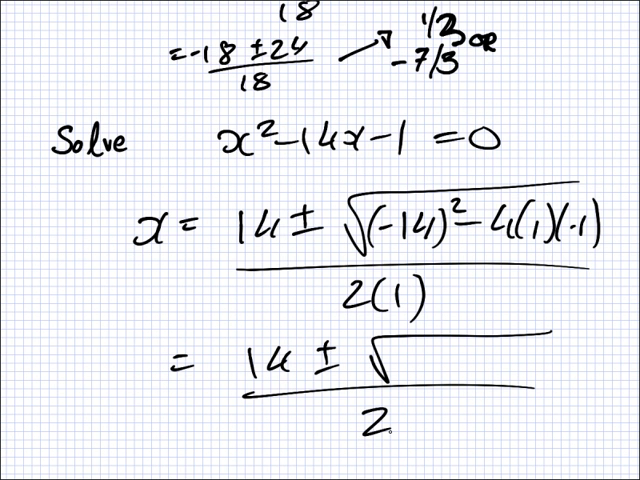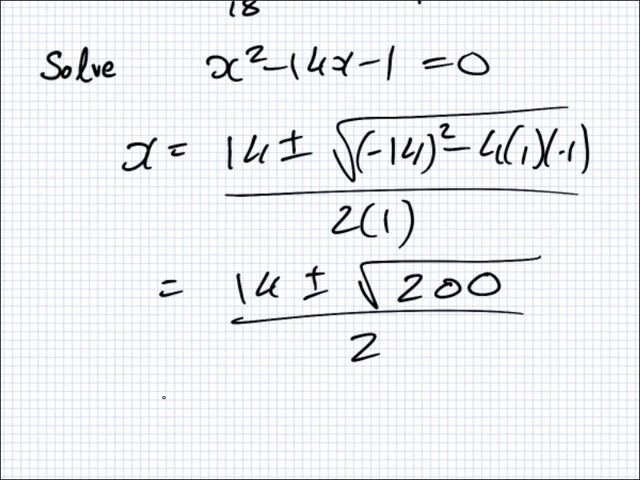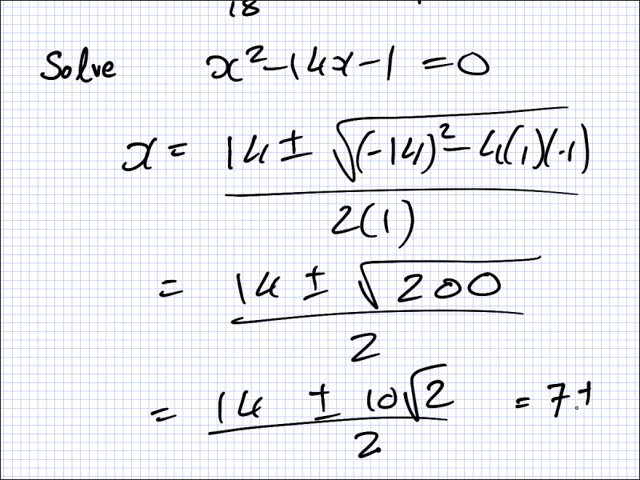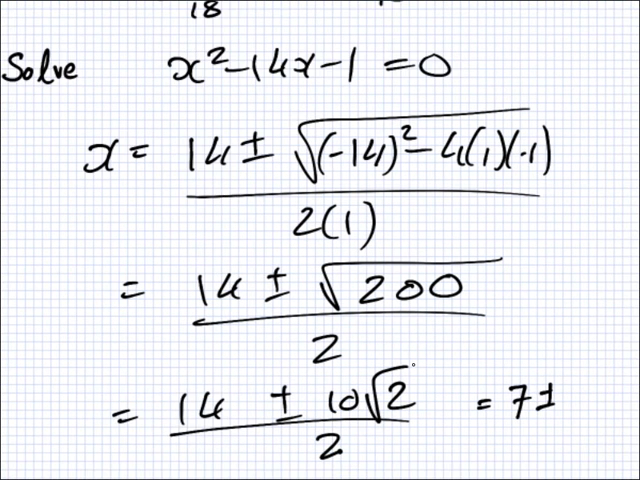So 14 squared plus 4. 200? Okay, I'm sure we can simplify 200. What's it going to be? 100 times 2. So it's like 10 root 2. Root 2. Yeah. 14 plus or minus 10 root 2 over 2. So the answer is 7 plus or minus 5 root 2, yeah?